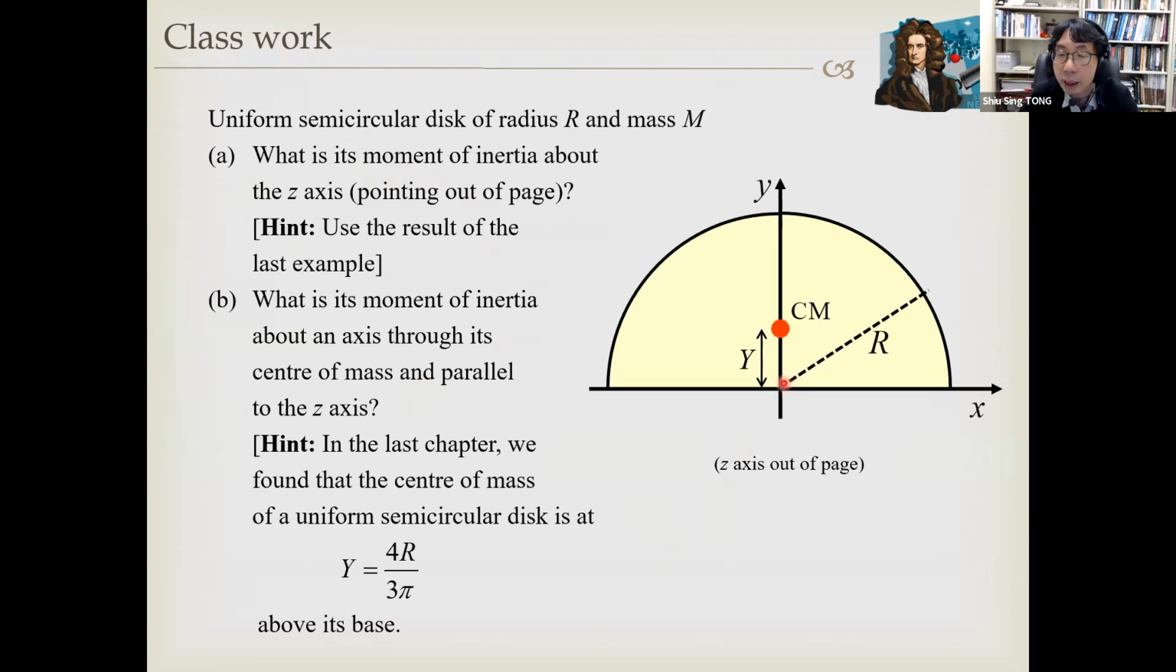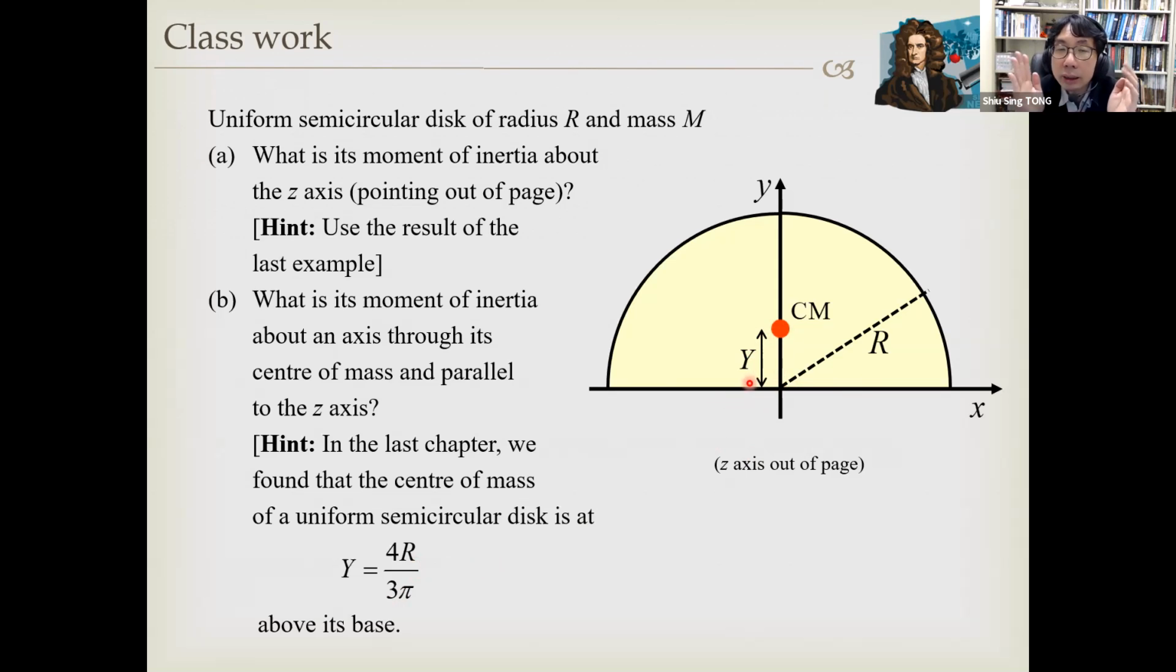Now we also have another example. You have a semicircle like this. That is a lamina, without thickness. It lies on the XY plane. Now this problem we have actually encountered before. In the last chapter, when we talked about the center of mass, we found that the center of mass y above the x-axis, above the base of the semicircle, is 4r over 3 pi. This number we found before in the example of the last chapter, right?